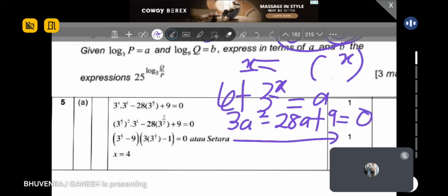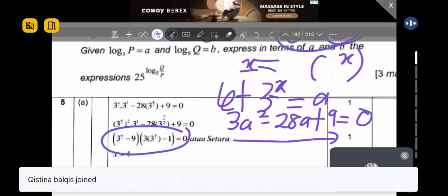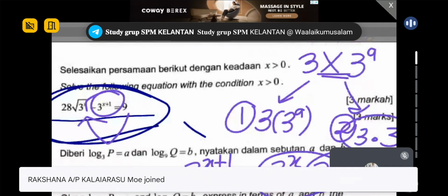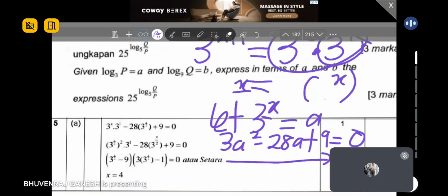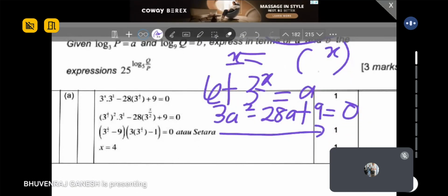Okay guys, so when you solve, you should be able to get the answer x equal to 4. Kat sini kamu akan ada dua jawapan. You will have two answers because two brackets. Tapi kamu kena rujuk balik soalan. Can you see guys? There is a condition, keadaan. So means that kalau nilai x kamu negatif, kamu kena tolak dia. You must reject any negative value for x.